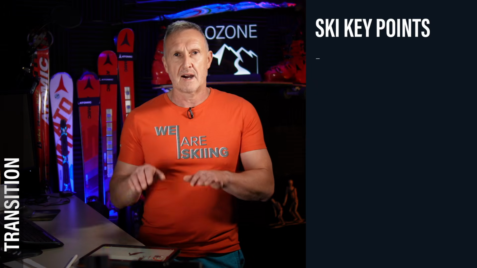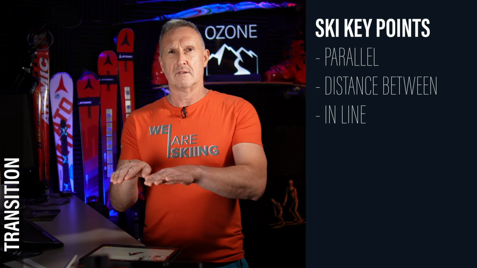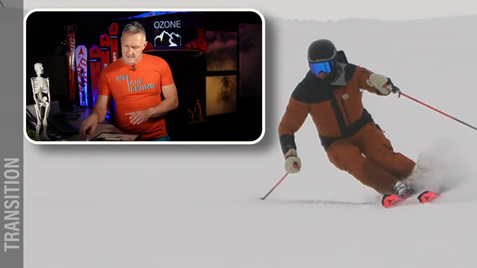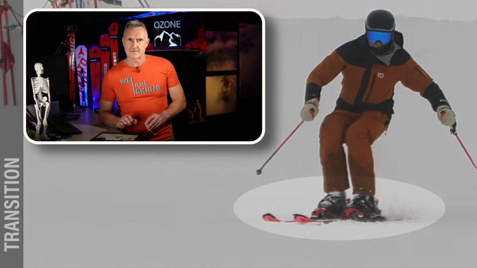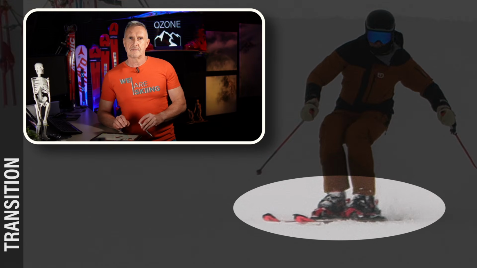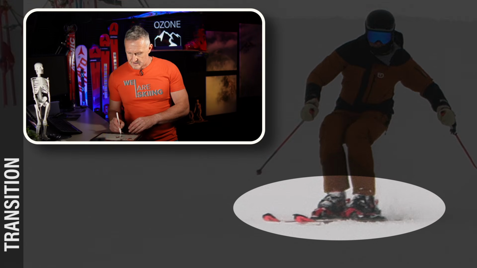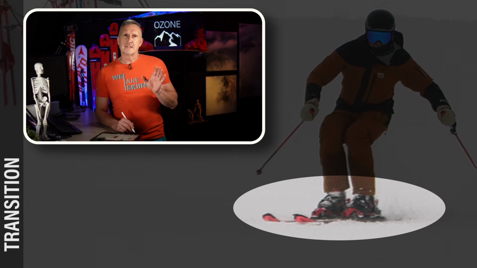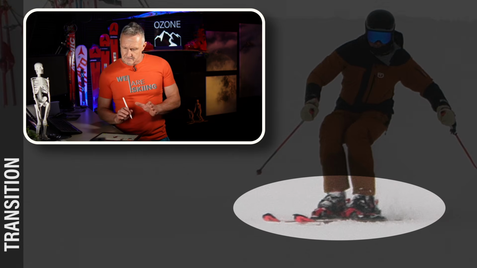The first thing I look for in the transition phase is the state of the skis. Are they parallel? What's the distance between them? Are they in line, or is one left behind? In this case, I can be satisfied. The skis are together and parallel, and the distance is approximately hip width.